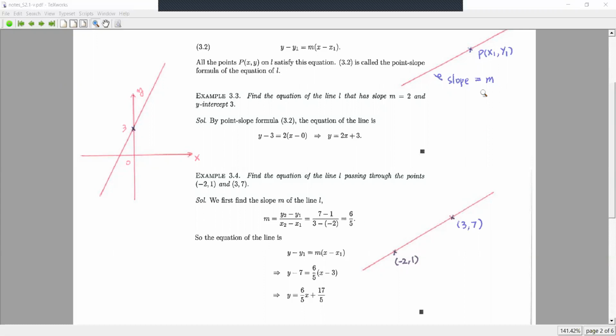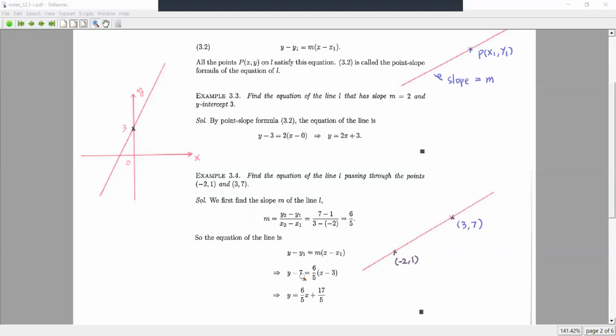Now we have slope. Now we need one point, point P. We have 2 points. Which point should we choose as the point P? It doesn't matter. Say, let me pick this point as the point P. Then the line equation now is y minus 7. This is a point P.